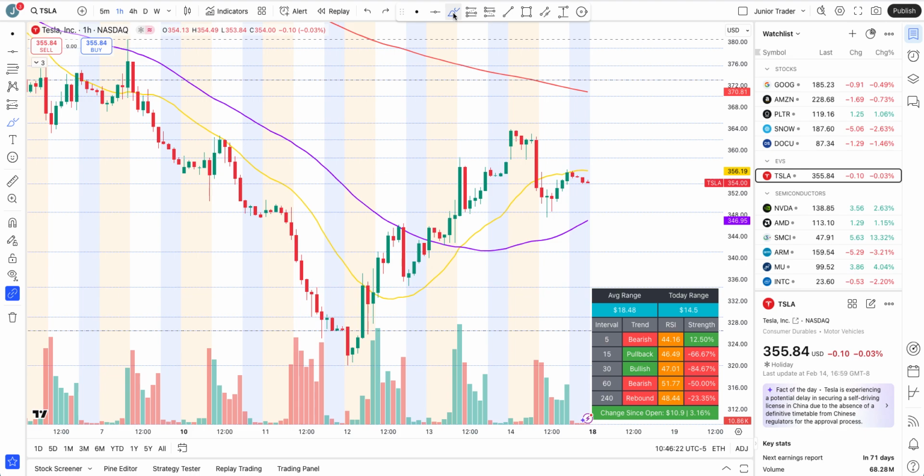All right, now here we are. We are weak, and yes, we got a rebound at 348, but at this point, Tesla has the potential of making a lower high.